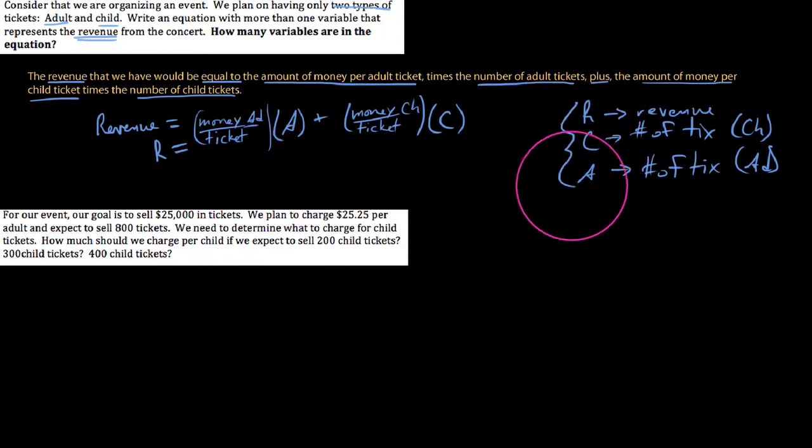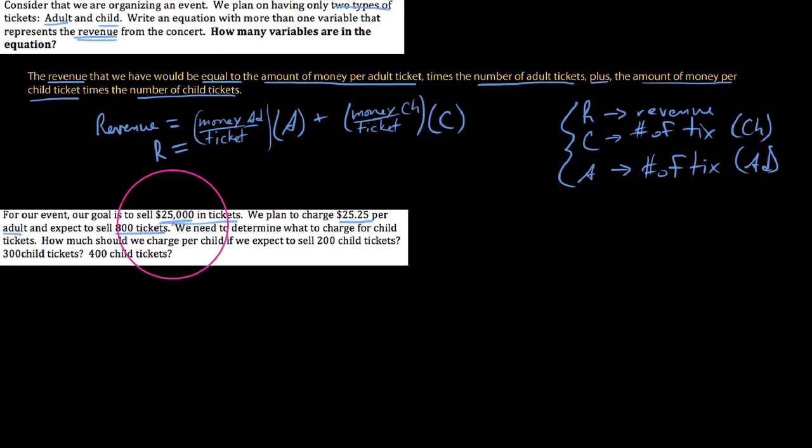You notice that we already listed our variables over here. Let's read through the second part of this. It says, for our event, our goal is to sell $25,000 in tickets. Now we want to underline all important information, so we say $25,000 in tickets. We plan to charge $25.25 per adult and expect to sell 800 tickets, and that's adult tickets, okay? It says we need to determine what to charge for child tickets.